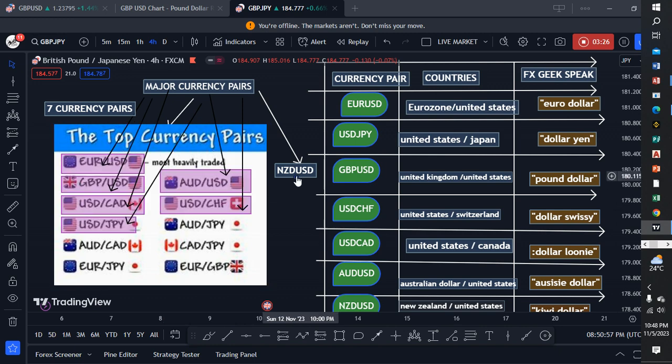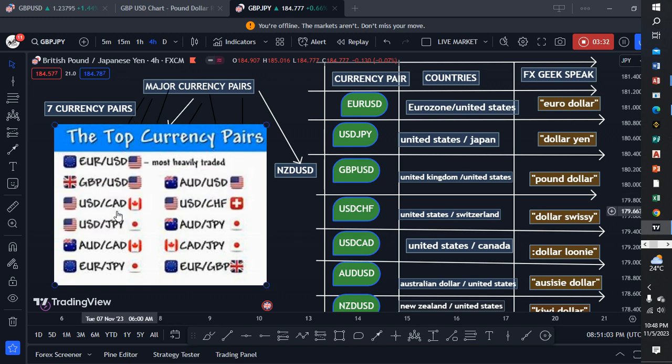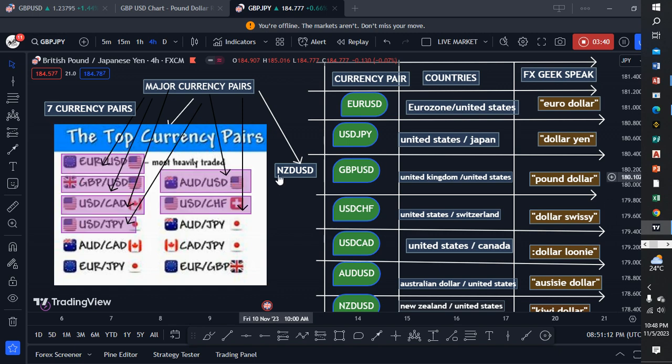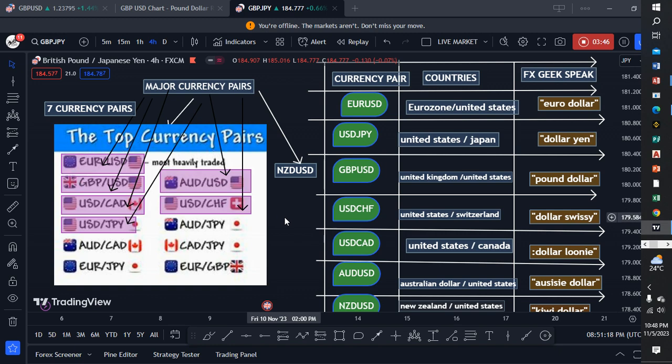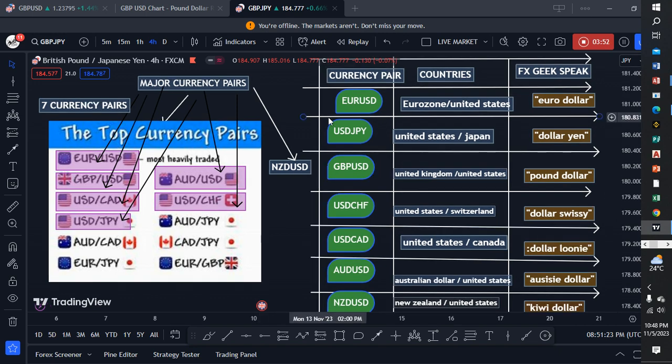1, 2, 3, 4, 5, 6, and this seventh here, the one I highlighted. You have the Euro USD, the GBP USD, USD CAD, USD JPY, the Australian dollar USD, USD Swiss, New Zealand dollar USD. These are the seven top currency pairs. They are the most volatile and most traded currency pairs. You can have a look at the table I drew here. You have the currency pair and the country where it's traded or where it originates, and the forex Greek speak. This is how forex traders call them in short.